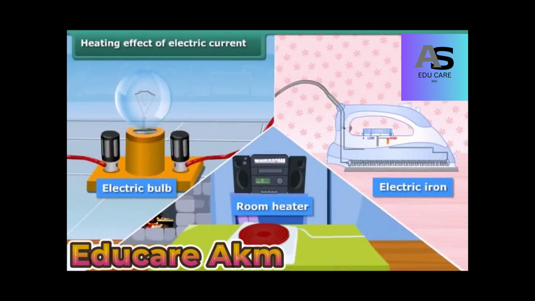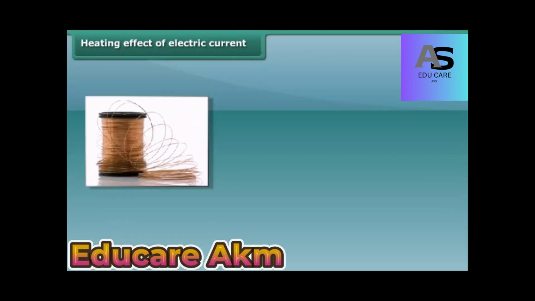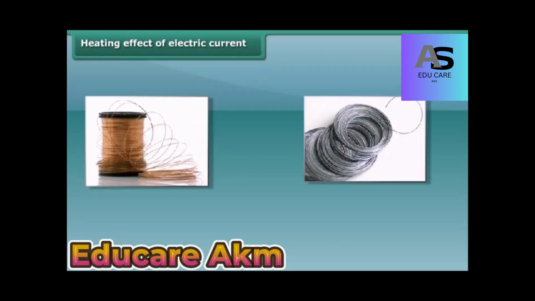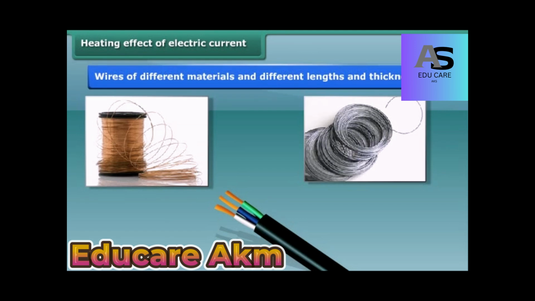Heating effect of electric current. Students, when an electric current is passed through a metallic wire like the filament of a bulb or the coil of an electric heater, geyser, electric iron or room heater, the coil becomes hot and glowing. This is known as the heating effect of electric current. In this condition, they radiate heat and light. The amount of heat produced in a wire depends on its material, length, and thickness. Thus, for different requirements, we use wires of different materials and different lengths and thicknesses.